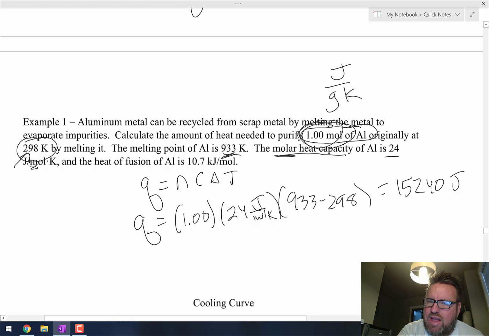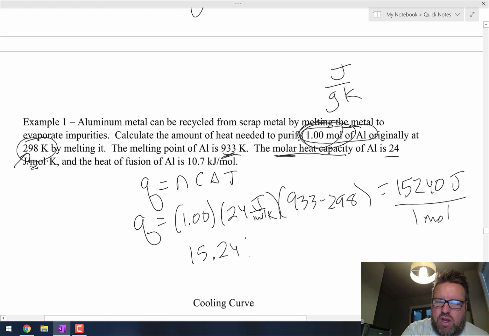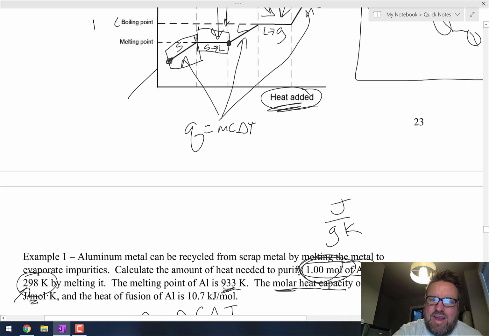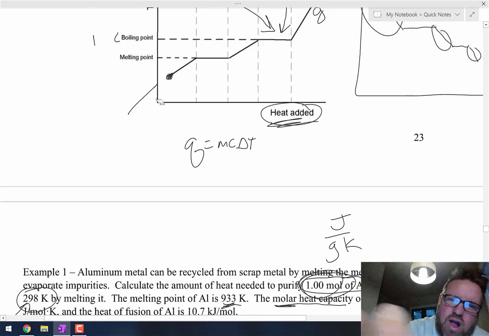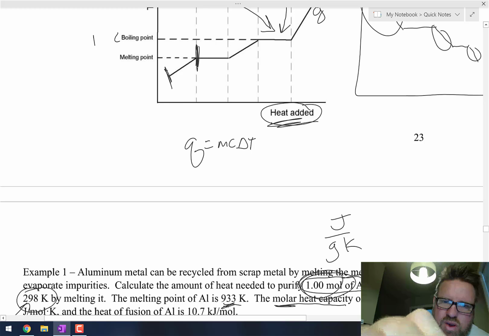And that is now, because it is only 1 mole of aluminum, we can just say per mole. Normally, if they give you the grams there, you would have to convert the grams to moles and then divide, but since it's already in moles, we're good. Okay, so that is equal to 15.24 kilojoules per mole. And again, that is to get you from this part right here to this part right there. That's to get you to the melting point.